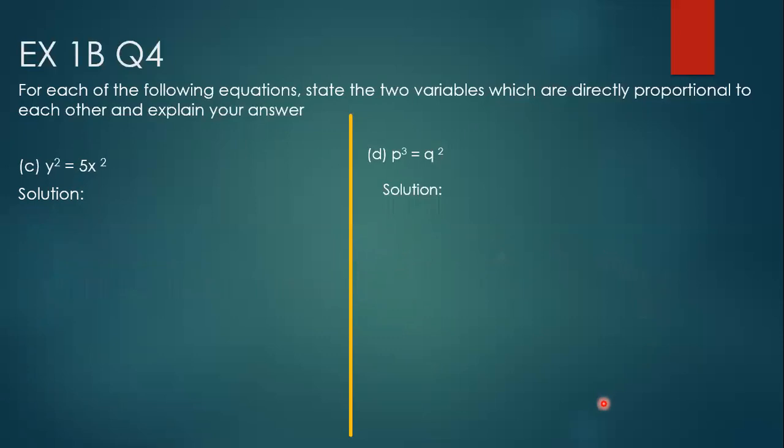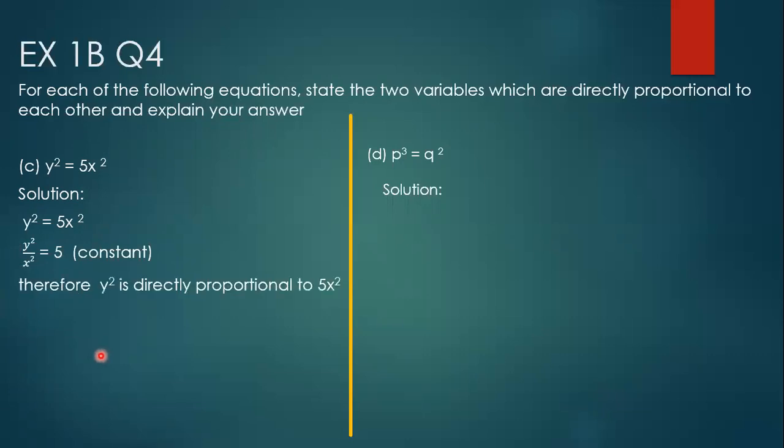Okay, C part is y square is equal to 5x square. Again, take this x square on the other side as denominator, so you can write it as y upon x whole square is equal to 5. You're getting a constant number, which means that y square is directly proportional to x square.